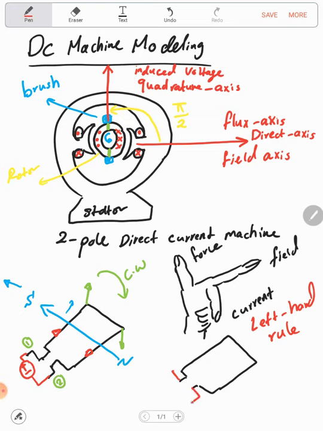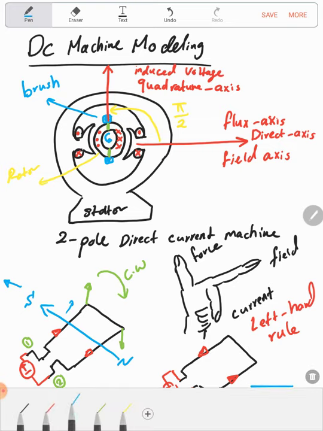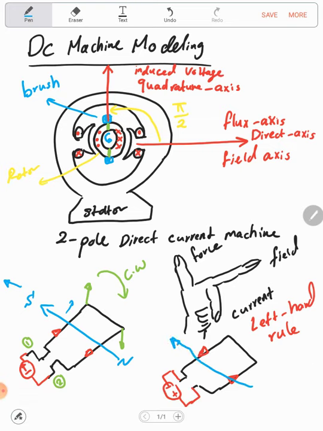And here is our supply. Now here will be the plus, here the minus. So the current will be in the opposite direction, and we are not changing the field. Direction of the field is not changed. So this is the north, this is the south.